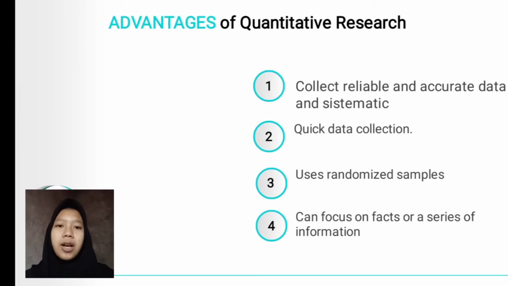Okay, you have done with the definition, characteristics, and types of quantitative research. So, the next material is the advantages and disadvantages of quantitative research. Number one is the advantages of quantitative research. The first is collecting reliable, accurate, and systematic data.